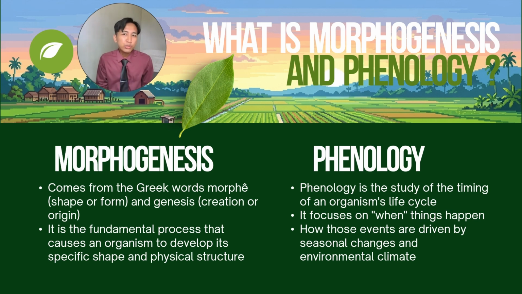This construction process relies on an intense three-way communication network to decide what to build. First, it reads internal genetic code to map out the basic body plan. Second, it deploys chemical hormone messages like auxin that travel through tissues telling specific sectors to grow or bend. And third, it reacts to the environment, like shifting light or gravity, which literally sculpt the plant's final look.